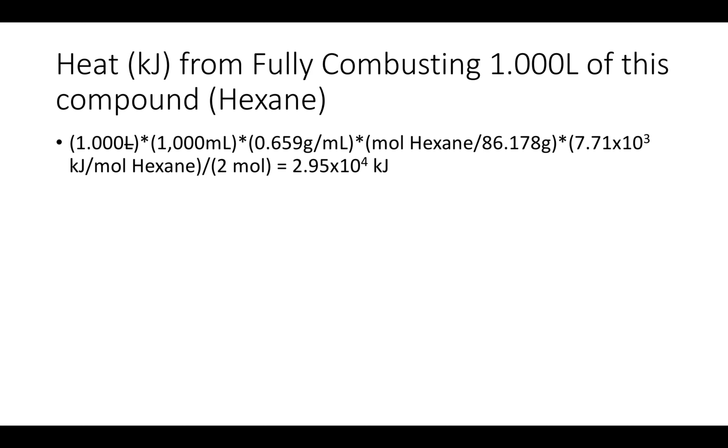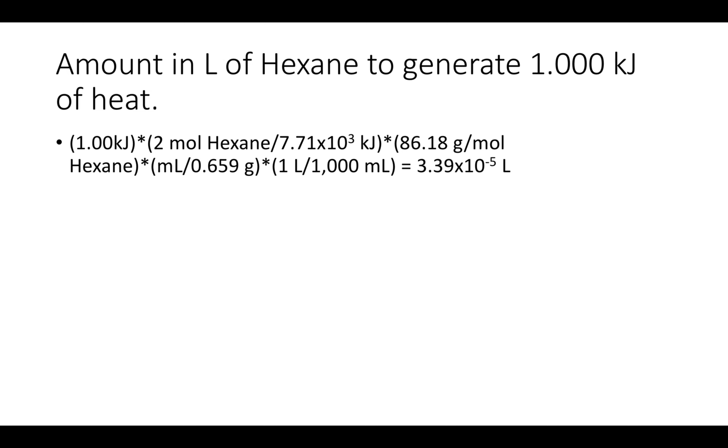Now, in order to get the heat in kilojoules for fully combusting 1 liter of this compound, which is hexane, we have to again go from 1 liter to 1,000 milliliters. Again, multiply that by 0.659 grams per milliliter. And then we're going to divide that by 86.178 and multiply that by 7.71 times 10 to the third power of kilojoules per mole hexane, and divide that by 2 moles. Now we get 295 times 10 to the fourth power of kilojoules.